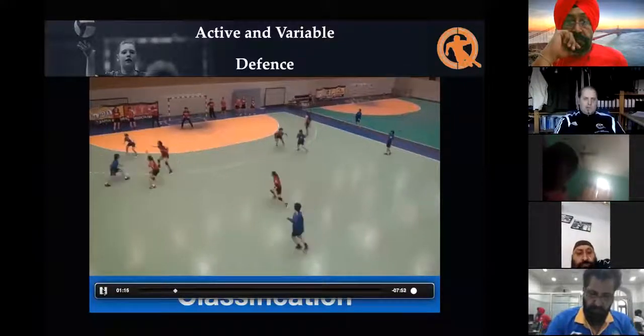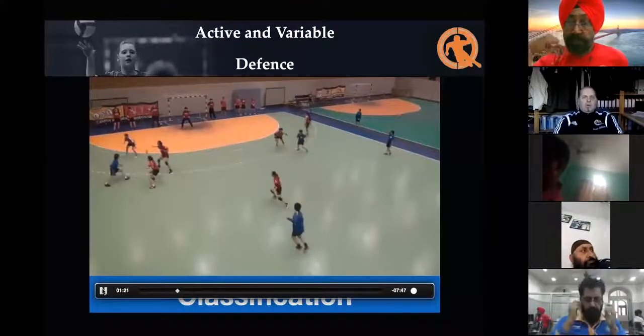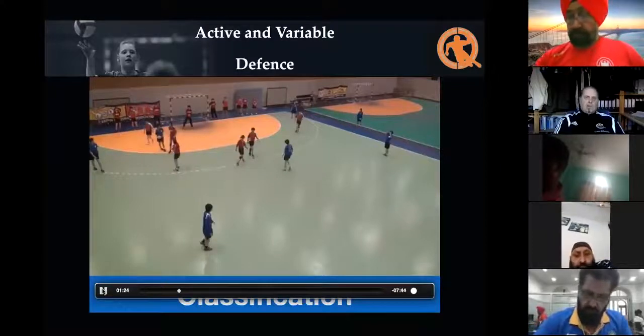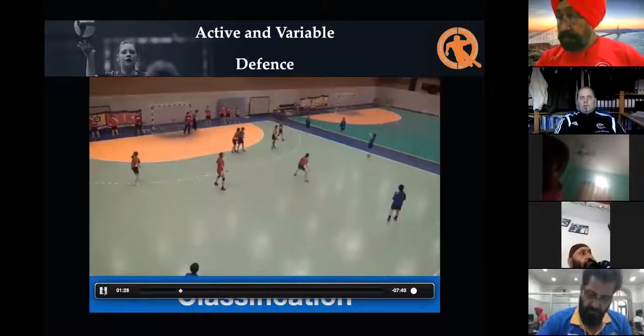This is the moment we want to have them in, and then on the ball side, 1 player plus for defense, and very difficult for the players in attack to move the ball to the help side.